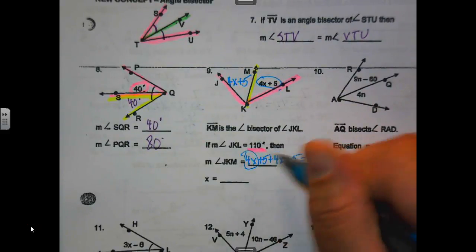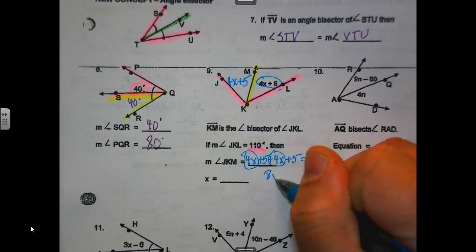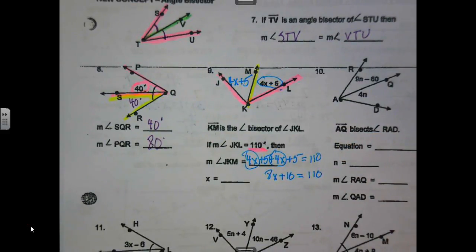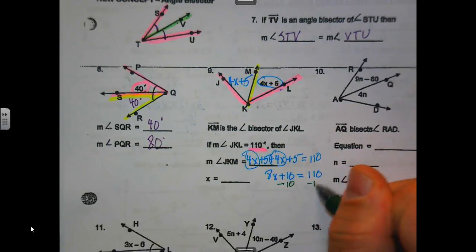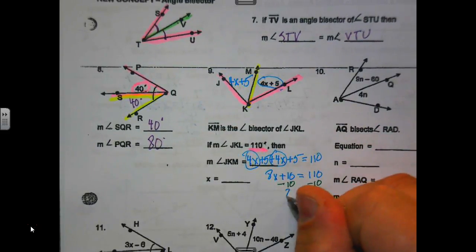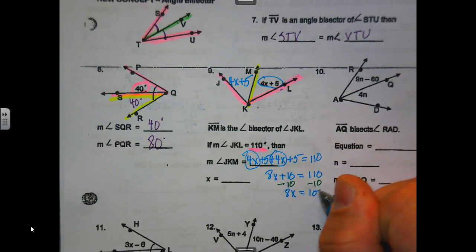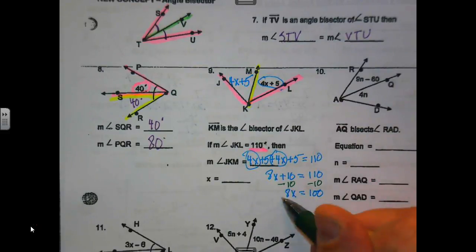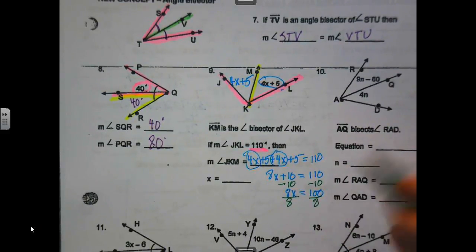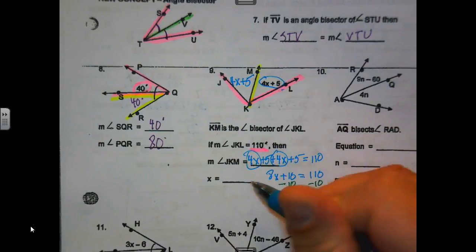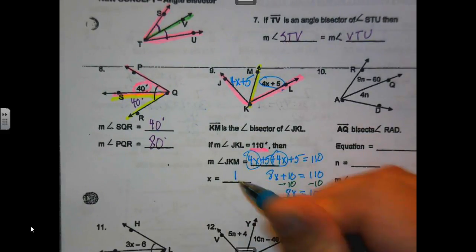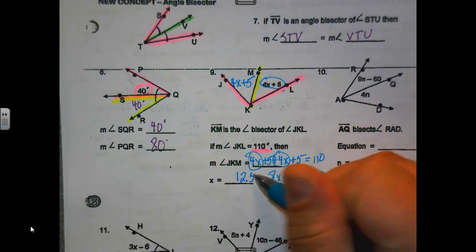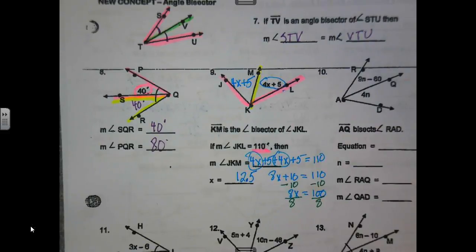Okay, combine like terms. 8x equals 100. I don't know how to divide 100. Okay, divide both sides by 8. Which is? Let's see, 12.5.